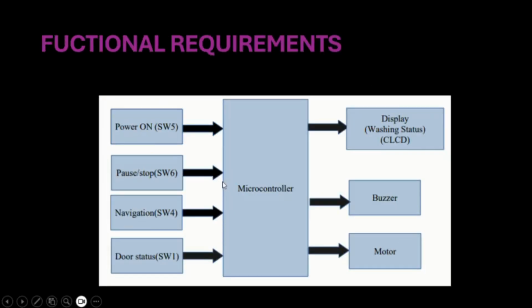So, functional requirements. Functional requirement is a topic where we divide the steps of which output we have to define. So, power on is switch 5, pause and stop is switch 6, navigation is switch 4, door status is switch 1. These are all given as input to the microcontroller, which sends its commands like displaying washing status in CLCD, for buzzer and motor.